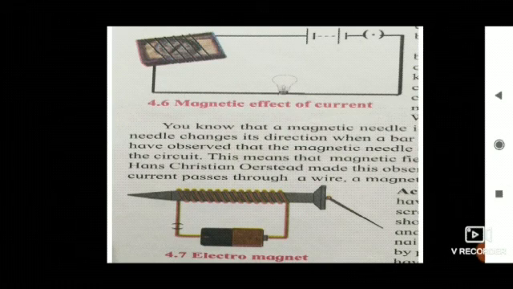Keep a compass needle on a table. As you are aware, it will point in the north-south direction. Lay a copper wire beneath it. Connect the two ends of the wire to a battery through a switch. You will notice that the needle deflects when the current is switched on and stays in that position as long as the current flows in the wire. When the current is switched off, the needle comes back to its original north-south direction.